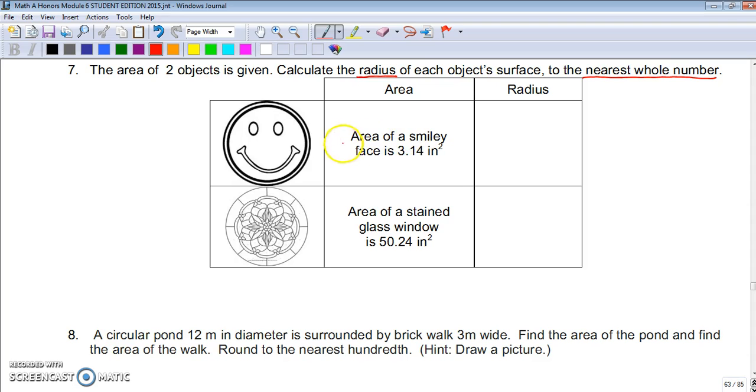So the first one, we have this smiley face, and it gives us the area. We're going backwards and we're trying to find the radius. For a majority of the problems in this lesson, we're using area equals pi r squared. So for the smiley face, we know the area is 3.14, and we're trying to solve for r. Since we're solving for r, we're going to approximate pi to be 3.14.